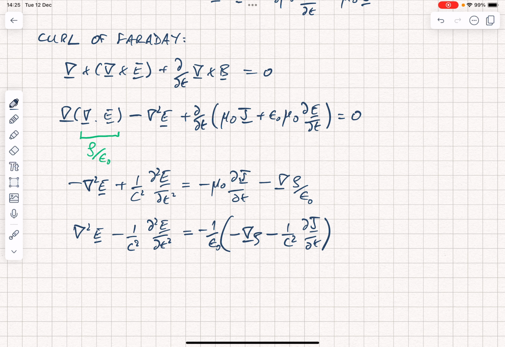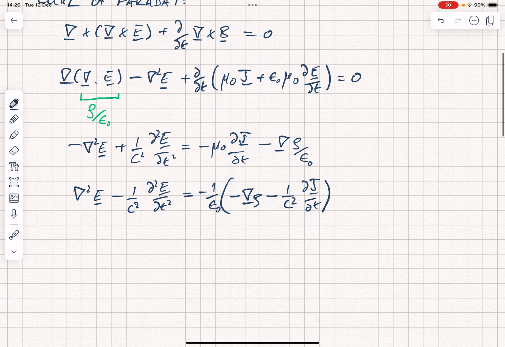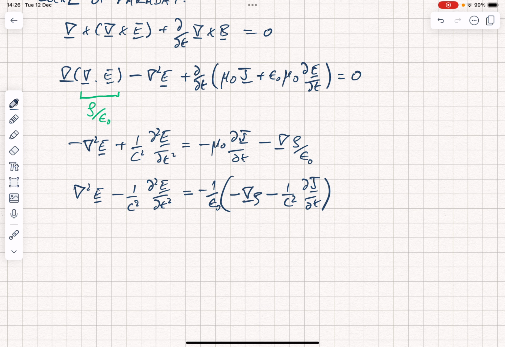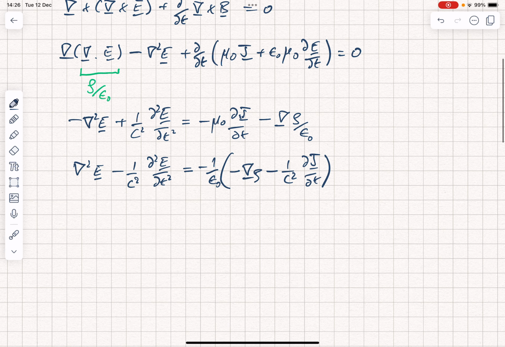Now that's a rather complex equation to solve. The source terms on the right hand side in particular are complex. We're mixing in both current densities and charge densities. What happens if we do the same for B? Well, if we start by taking the curl of the Ampere-Maxwell equation, then we get the following.